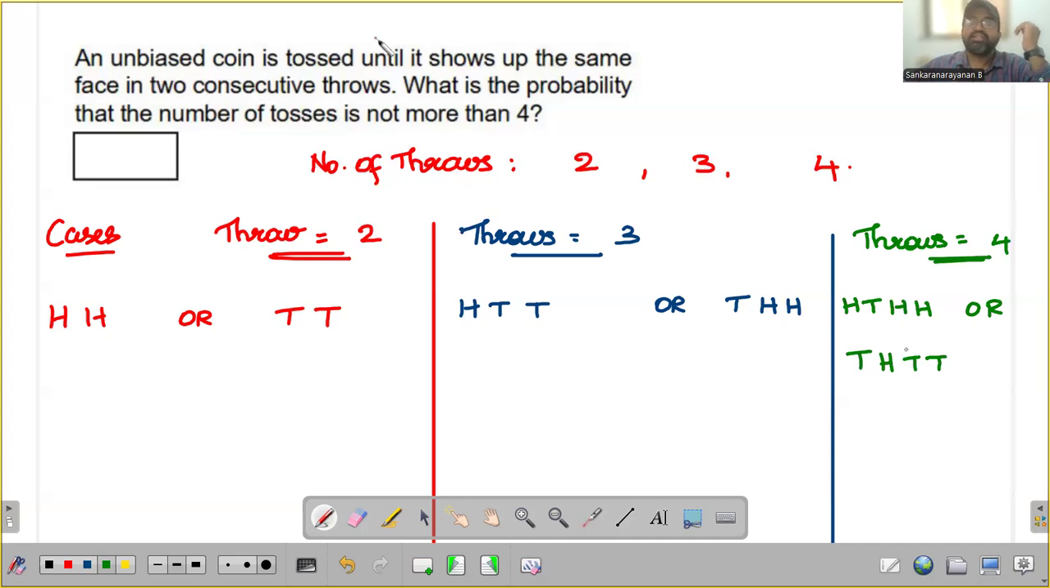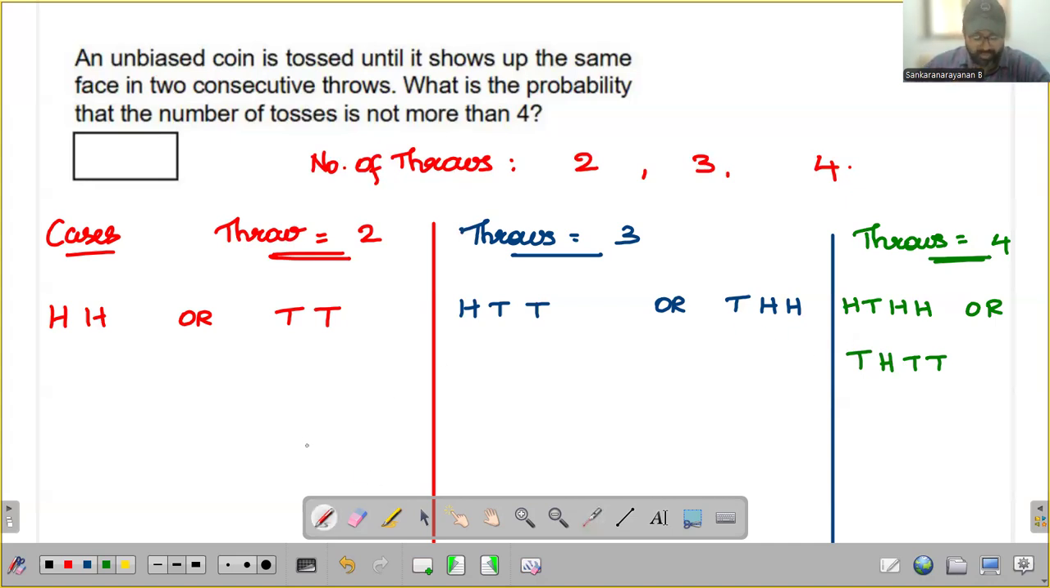So these are the instances wherein the number of tosses is not more than 4. It is either 2 or 3 or 4. But you end up seeing the same face in 2 consecutive throws. You can see that happens here, head, head also happens here, head, head, tail, tail, like that. Now the question is, what is the probability?